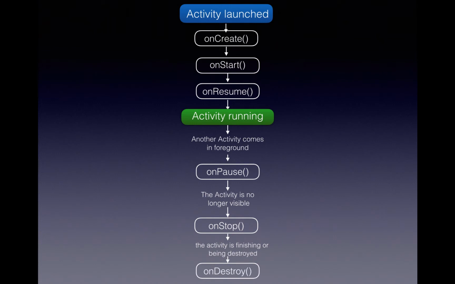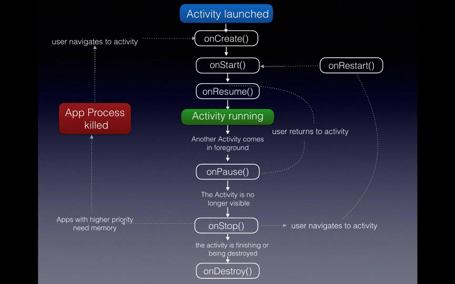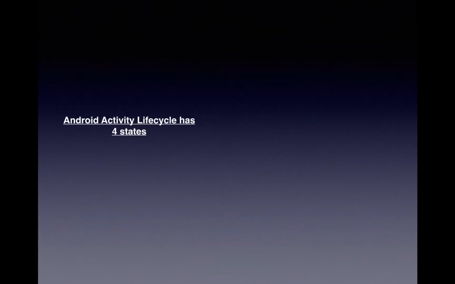User can return to an activity by using onResume method after onPause method. User navigates to activity using onRestart method, which is called after your activity has been stopped, and it is always followed by onStart method. Apps with higher priority need more memory, which is why app process is killed and restarted from onCreate method. Android activity lifecycle has 4 states.